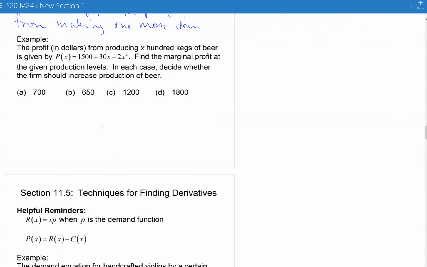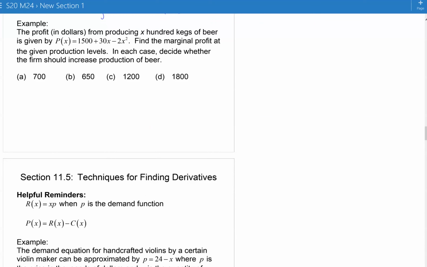So I have an example here that I picked especially to point out something about what one more might mean in different scenarios. So in this example, this profit function is giving results in dollars. But the x value is hundreds of kegs of beer. So if we're supposed to find the marginal profit, we know we need to find the derivative. And then we're going to evaluate it at different production levels. So let's first find the derivative.